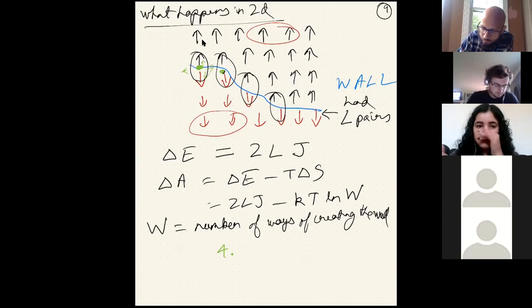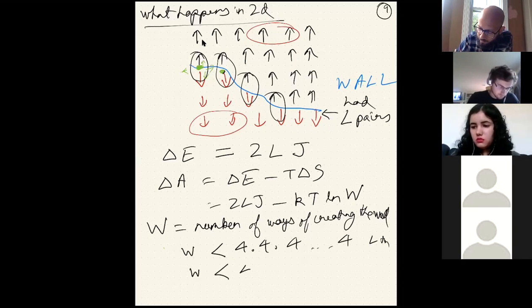So what you can see here is that W is going to be less than 4 multiplied by 4 multiplied by 4, L times. So W is going to be less than 4 to the power L, right? Because if at every point you allow the wall to move in any of the 4 directions, you will just come back and cross it, okay? At the same time, you would expect that W is going to be more than 2 to the power L.